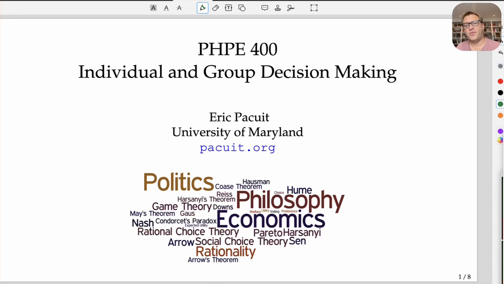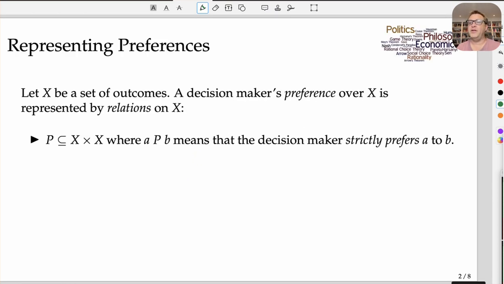In this short lecture, I'd like to summarize the key properties of rational preferences. So let's first remind ourselves how we're representing the preferences of a decision maker. Suppose X is the set of outcomes or the objects of choice or what have you. A decision maker's preference over X is going to be represented by three relations.